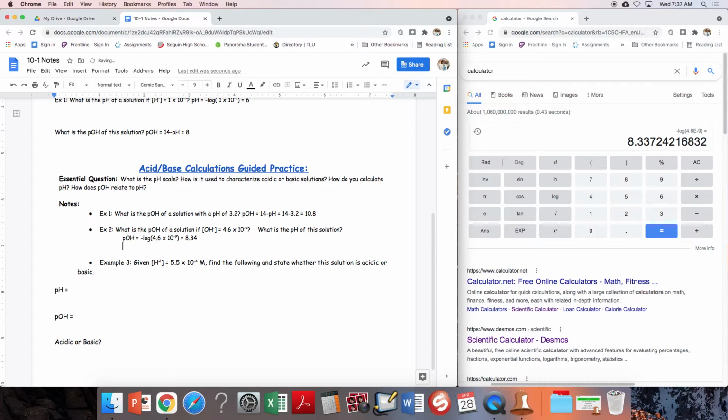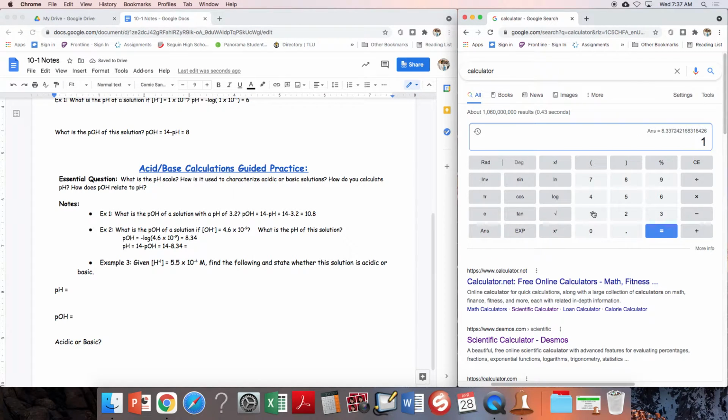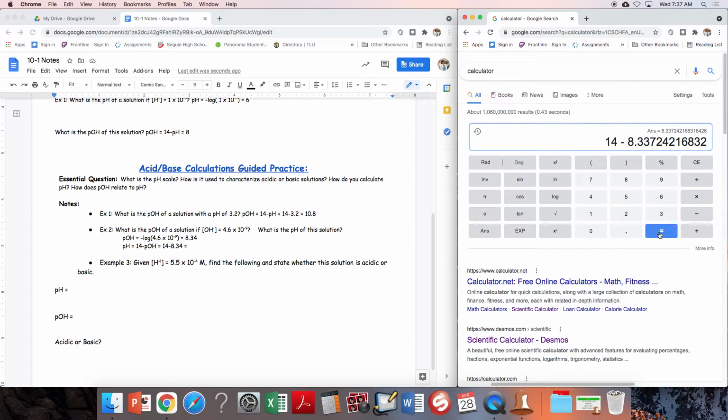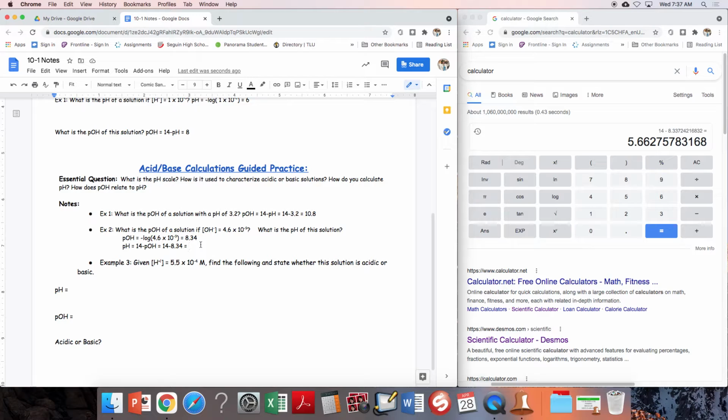Now to find my pH, we know that pH is equal to 14 minus pOH. So that's going to be 14 minus 8.34, which will give us 14 minus, this is where history is your friend. I can just bring that number down without retyping it. So we get a pH of 5.66.